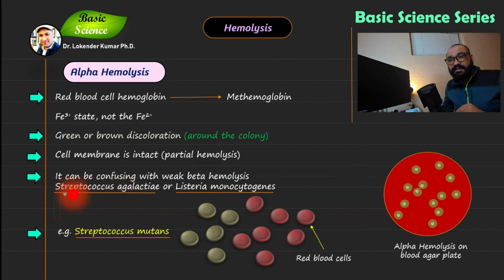And these are the examples of weak beta hemolysis. So never get confused with weak hemolysis and say that the weak hemolysis is the alpha hemolysis, right? Weak beta hemolysis is not alpha hemolysis. Basically, incomplete or partial hemolysis is the alpha hemolysis. All right. So I hope you now have a basic idea about the alpha hemolysis. Now let's jump on to the gamma hemolysis.